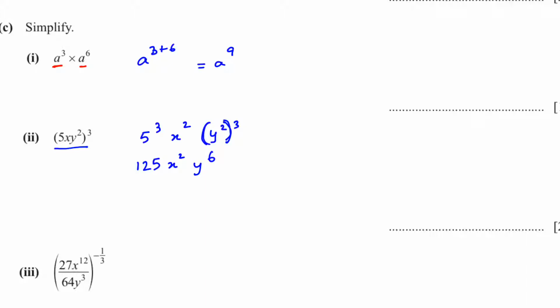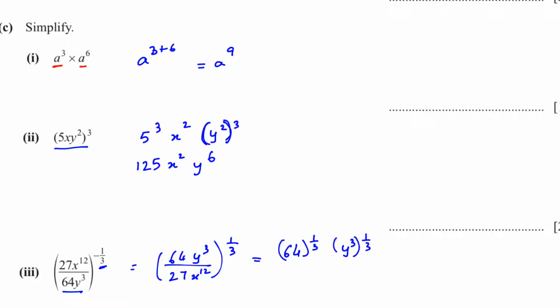In 3, we have a negative integer. To make the integer positive, we just change the denominator to numerator and numerator to denominator. So it will be 27x to the power of 12, to the power of 1/3. Again the same thing. This 1/3 is for each term. So 64 to the 1/3, y to the power of 3 to the 1/3, 27 to the 1/3, x to the power of 12 to the 1/3.